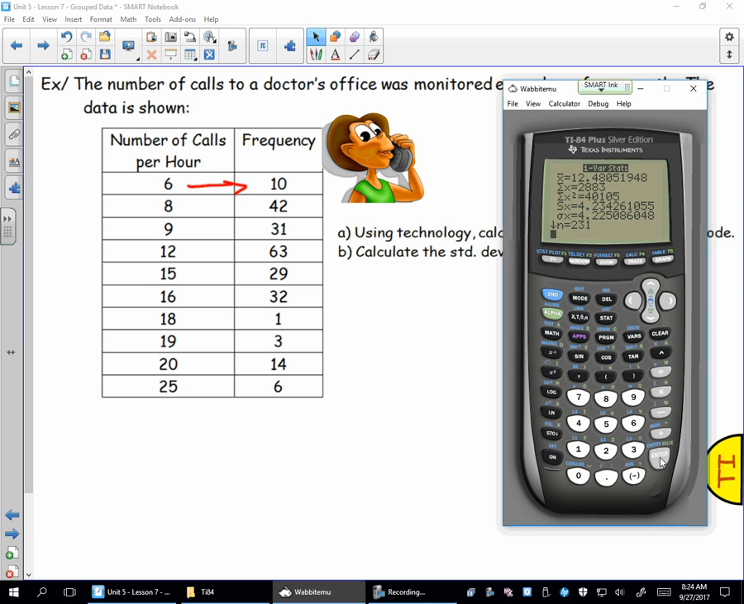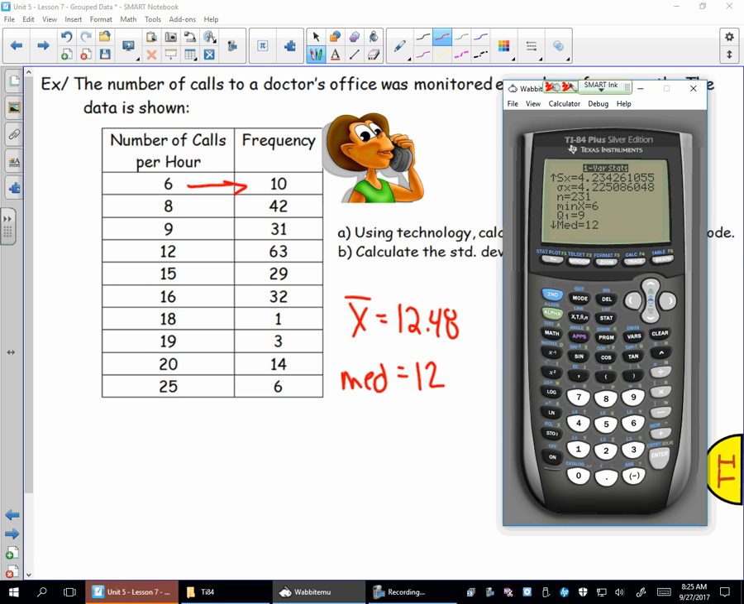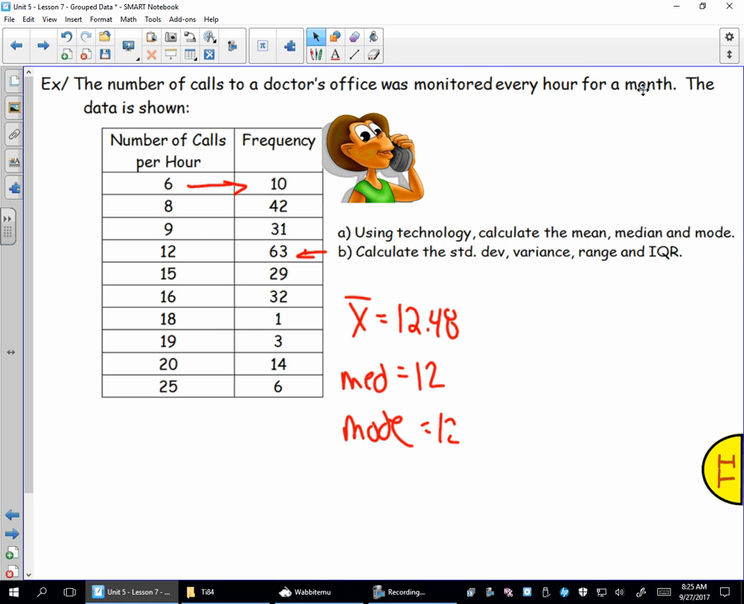Okay, so what do we got? Our mean, well, it's right there at the top, like normal. 12.48. Our median, we know we have that in our list. We go down the list. That's 12. Our mode, we know that's from the table. The most common number, happens 63 times, is 12. Okay, there's all of part A done. Part B, find the standard deviation, variance, range, and IQR.